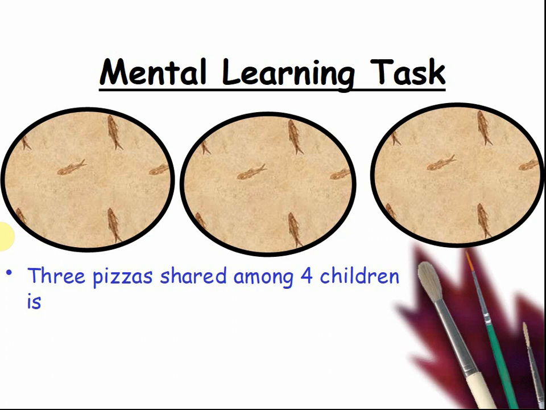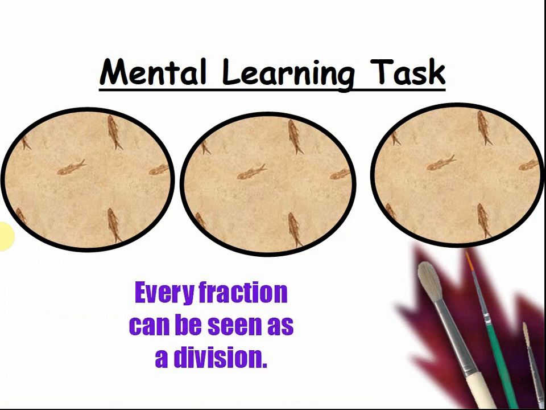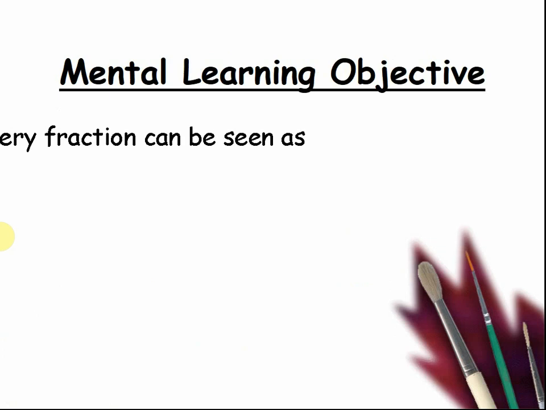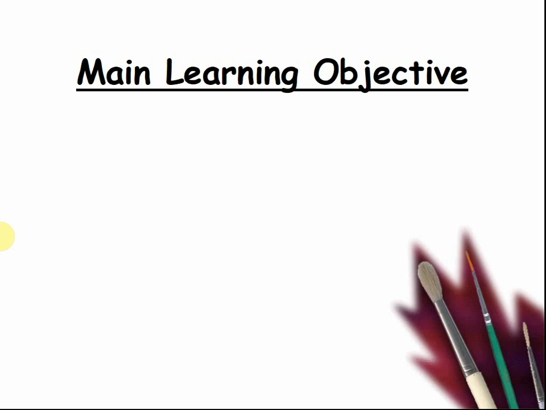3 pizzas shared among 4 children is 3 divided by 4. This means each gets 3/4 of a pizza. 3 divided by 4 is the same as writing 3/4. Every fraction can be seen as a division. I know every fraction can be seen as a division.